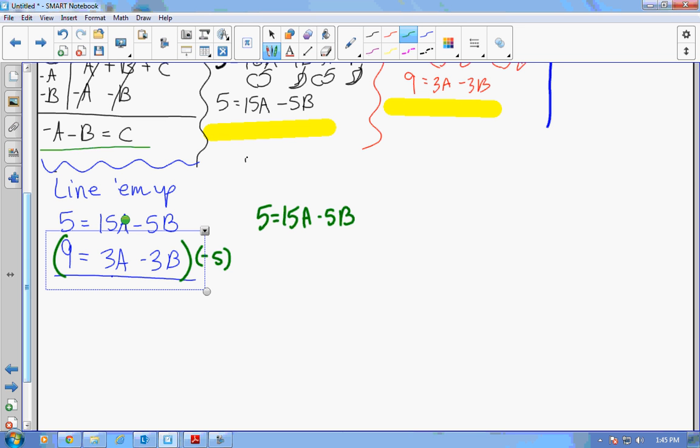Jennifer, when we times all 3 terms by negative 5, what would we get? This one first. 9 times negative 5 would be negative 45 equals negative 15 what? Yep.